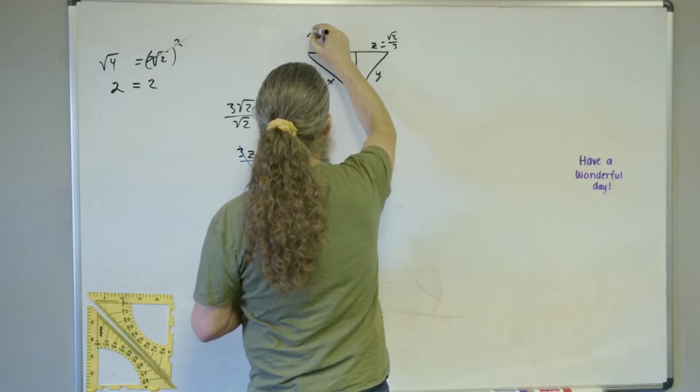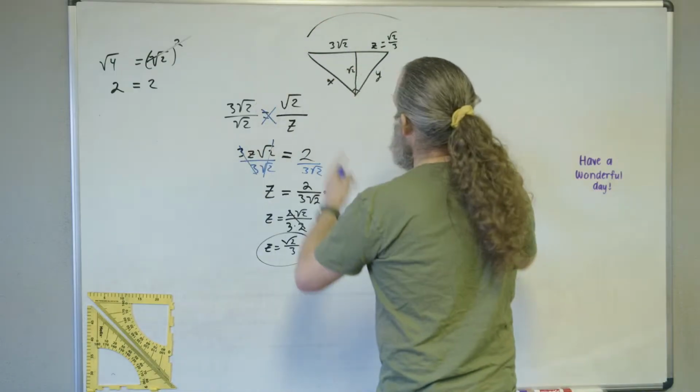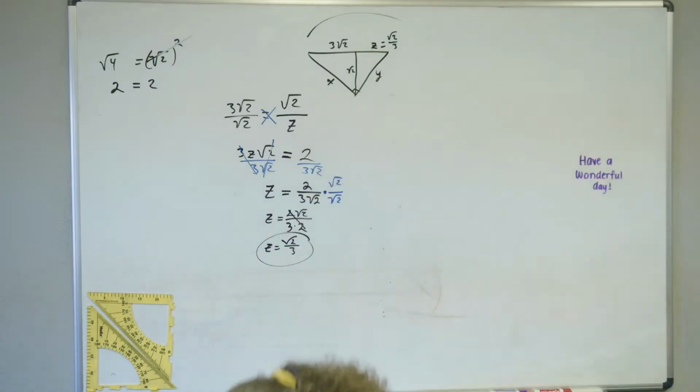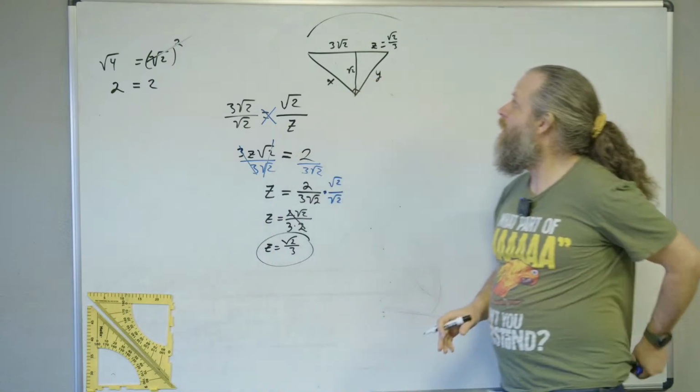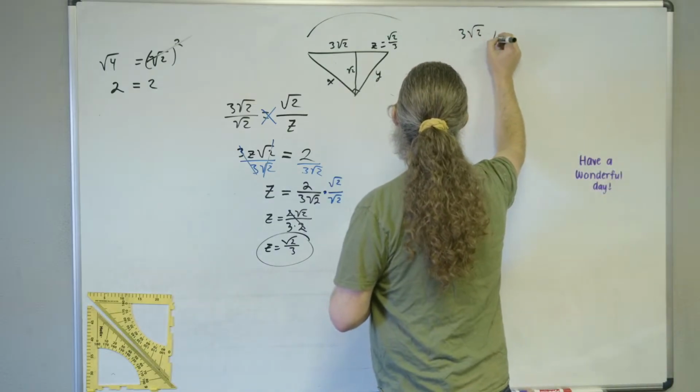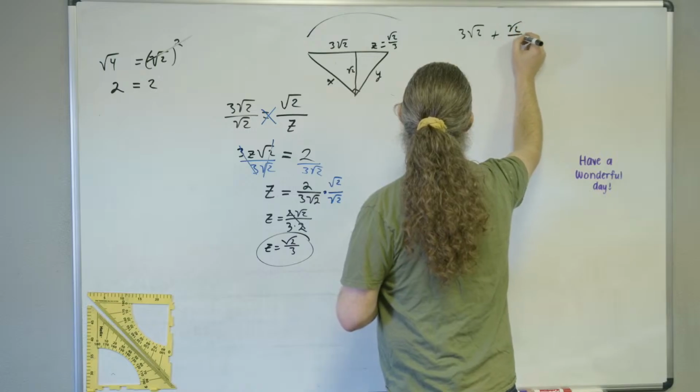So we need this whole bit, right, for the next one to get to the y and the x. So we need to do 3 times the square root of 2 plus the square root of 2 over 3.